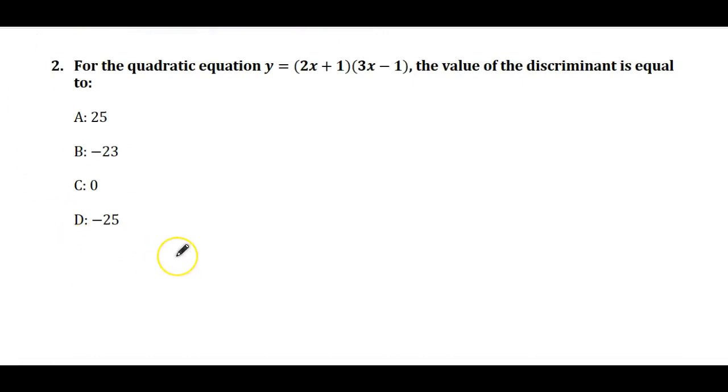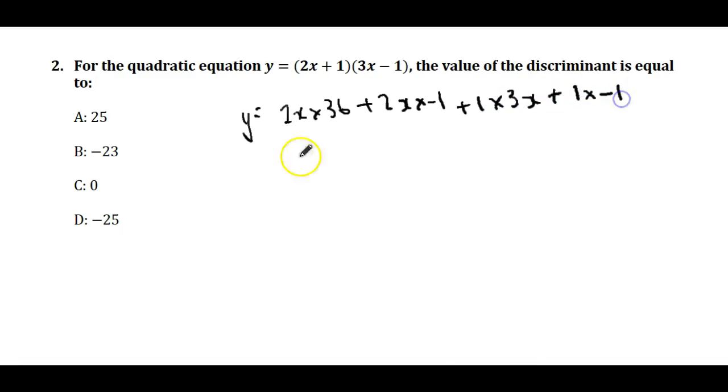For the quadratic equation y equals 2x plus 1 times 3x minus 1, the value of the discriminant is equal to. So for this one, you can't find the discriminant until you've expanded this. So let's expand it first. So 2x times 3x plus 2x times negative 1 plus 1 times 3x plus 1 times negative 1.